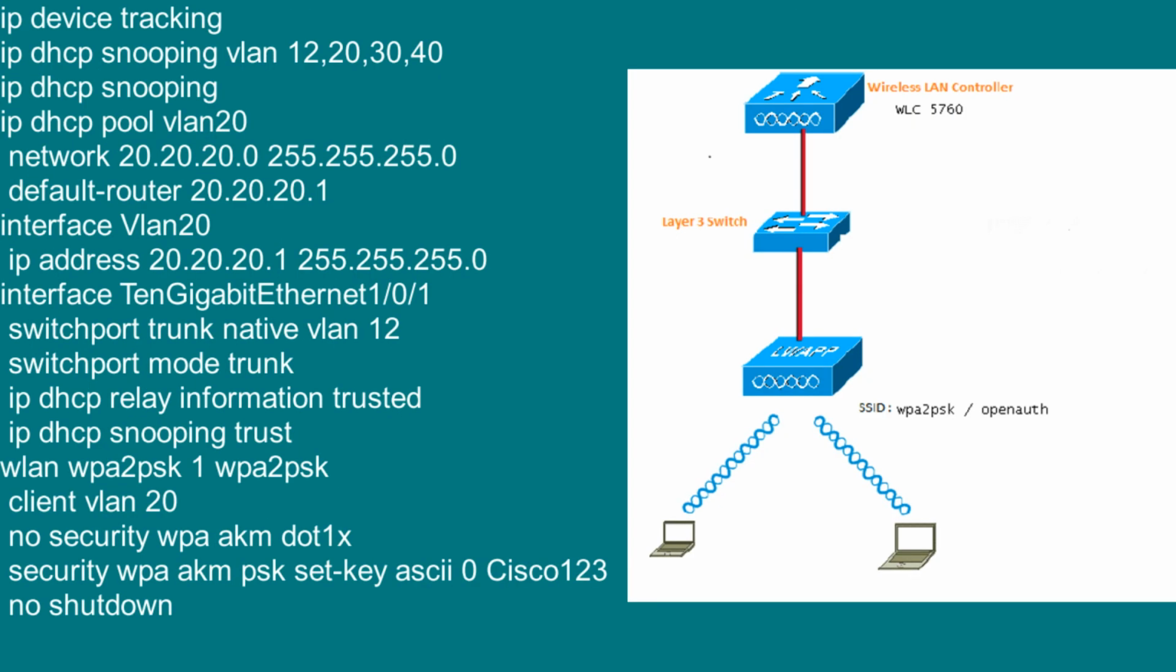ip device tracking, ip dhcp snooping, ip dhcp snooping vlan 12,20,30,40, ip dhcp pool vlan 20, network 20.20.20.0 255.255.255.0, default router 20.20.20.1, interface vlan 20, address 20.20.20.1 255.255.255.0, interface TenGigabitEthernet 1/0/1, switchport trunk native vlan 12, switchport mode trunk, ip dhcp relay information trust, ip dhcp snooping trust, wlan WPA2-PSK 1 WPA2-PSK, client vlan 20, no security wpa akm dot1x, security wpa akm psk set-key ascii 0 Cisco123, no shutdown.